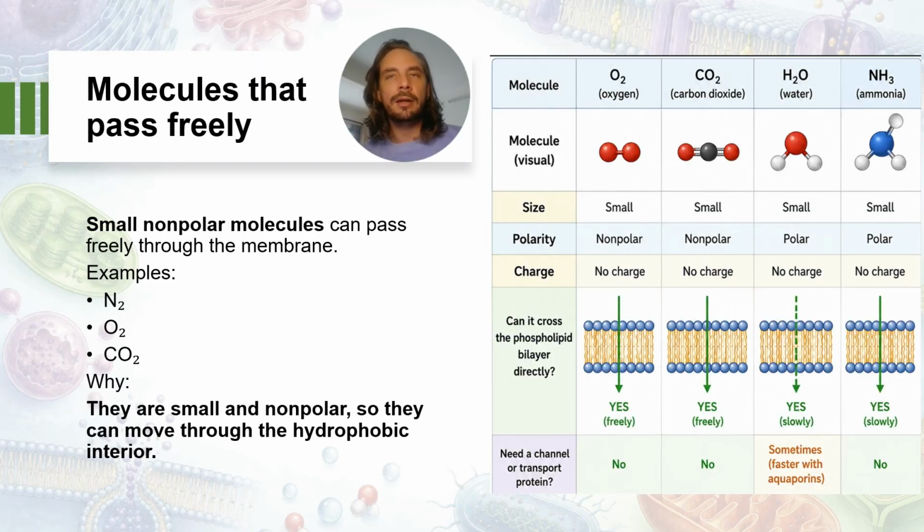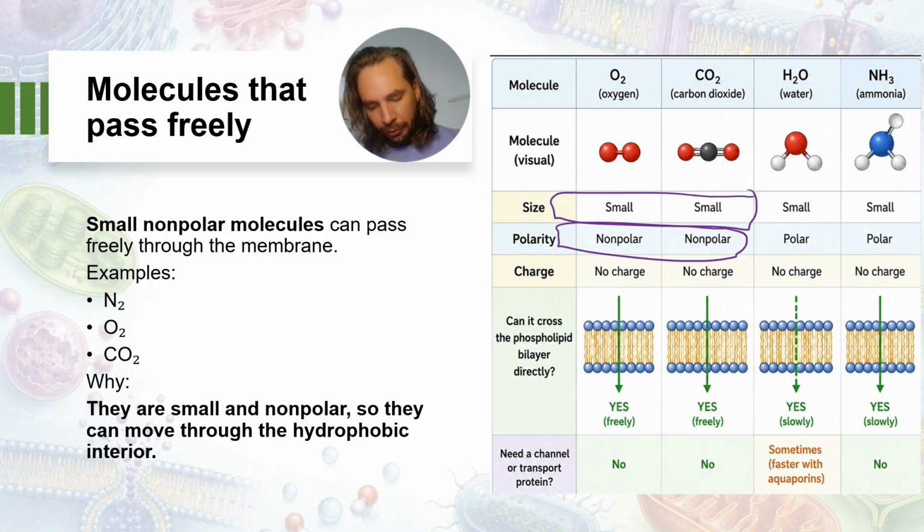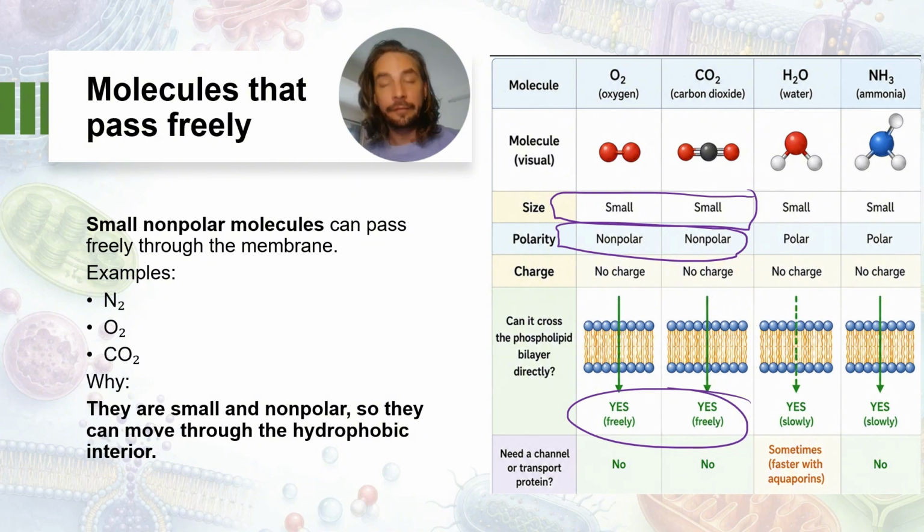Now, the molecules that can pass freely, really, really easily, are small molecules that are non-polar. They can pass freely and really quickly as well. Because they are small and non-polar, they don't interact with the fatty acid chains, so they can just pass through freely. They can move through that hydrophobic interior because they are non-polar.